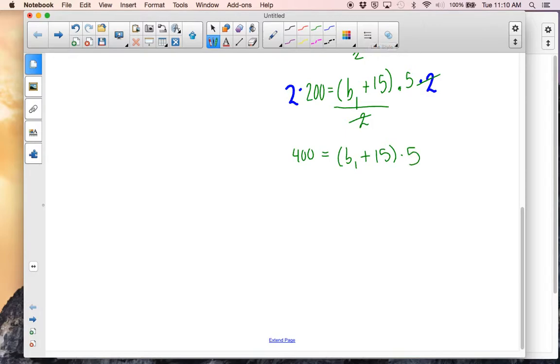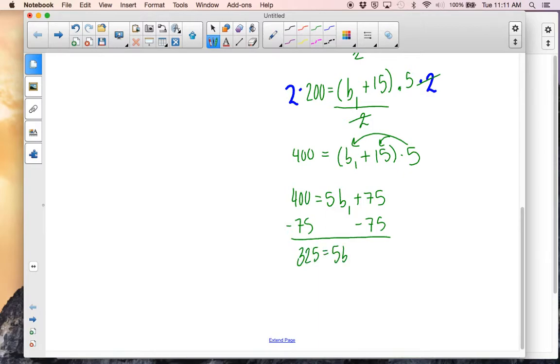Now you have two options here. You can distribute the 5 inside, or you can divide by 5. I'm going to distribute the 5 inside. So I have 400 equals 5 times B1 plus 5 times 15 is 75. Subtract 75, subtract 75. 400 minus 75 is 325 equals 5 times base 1. I'm going to divide by 5, divide by 5. 325 divided by 5 is 65. So base 1 is 65 inches, and that's your answer.